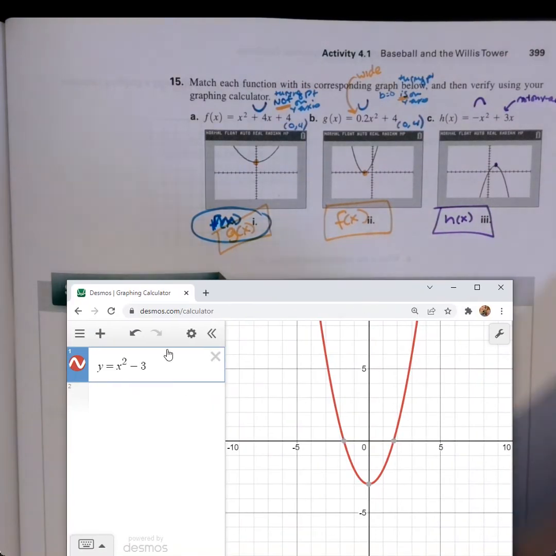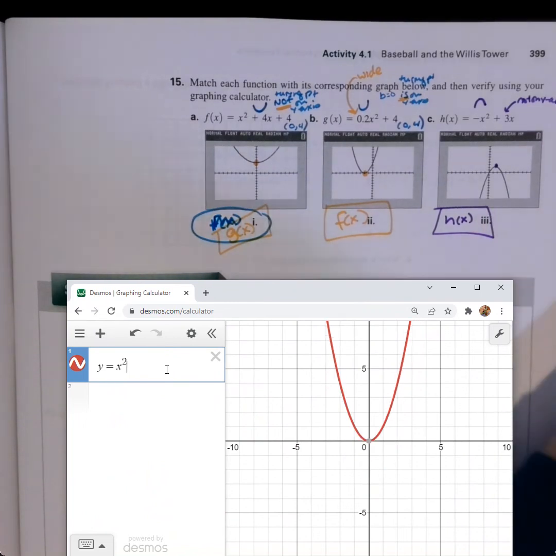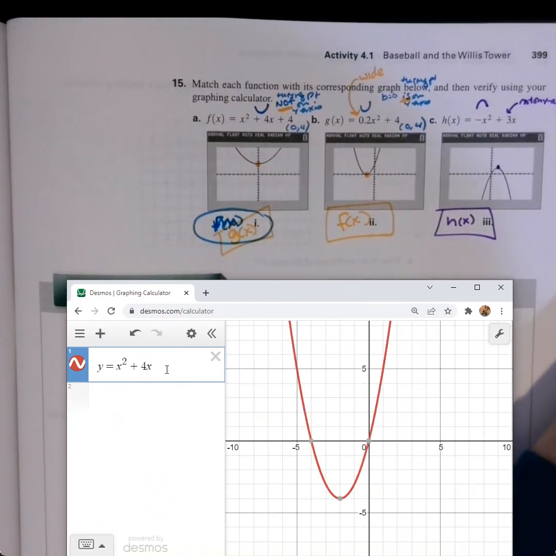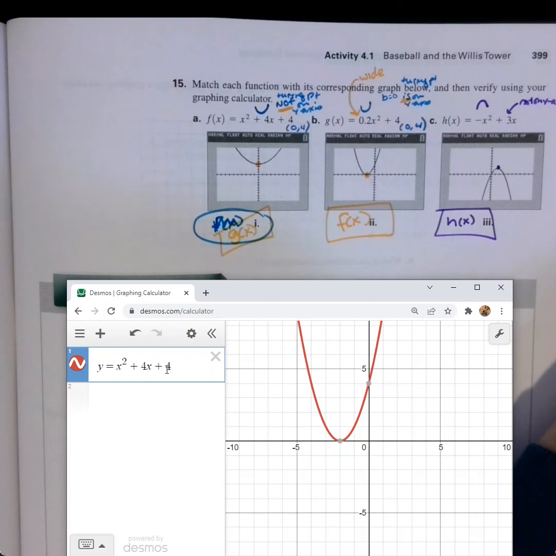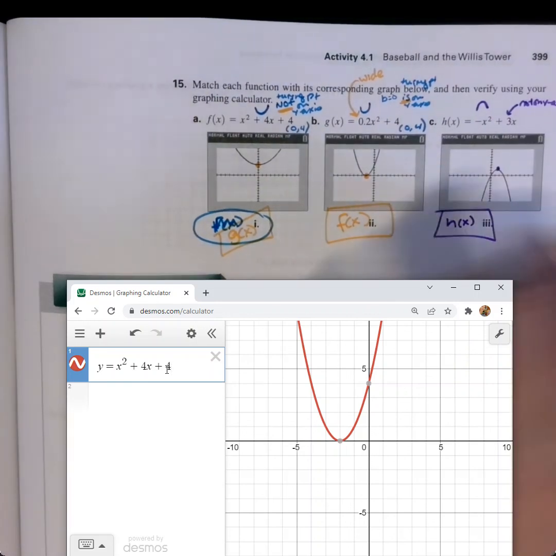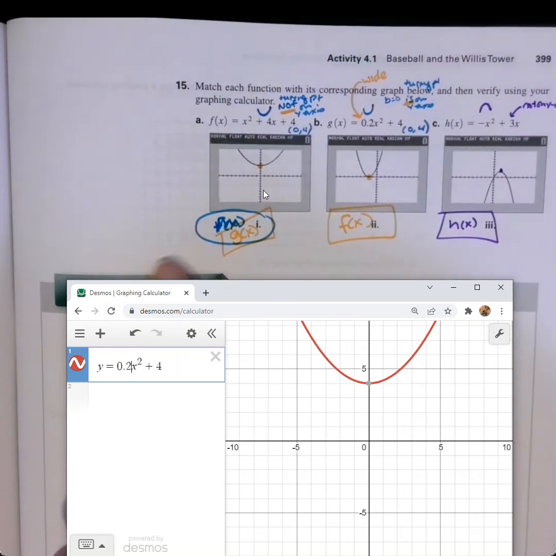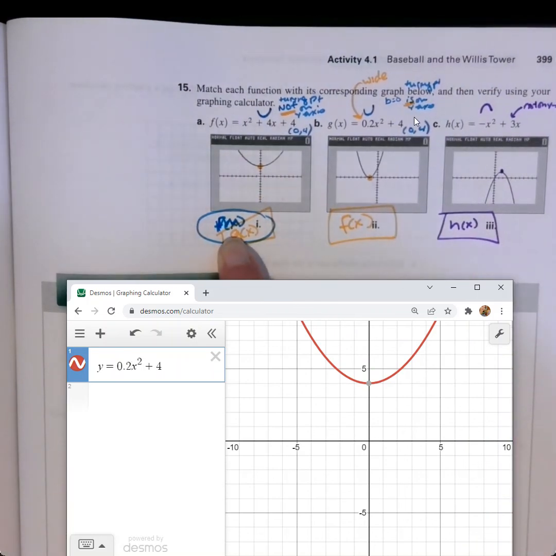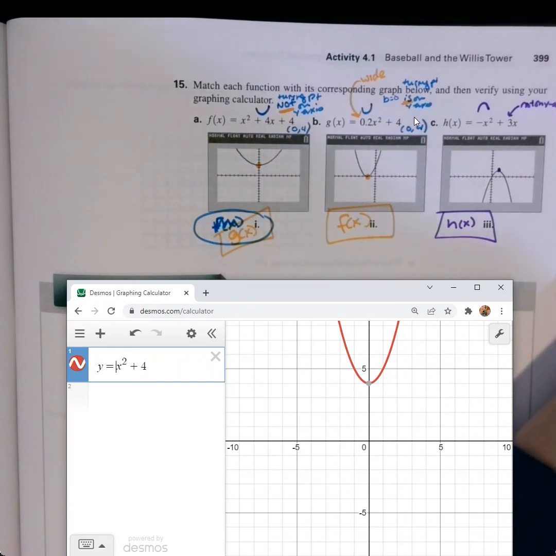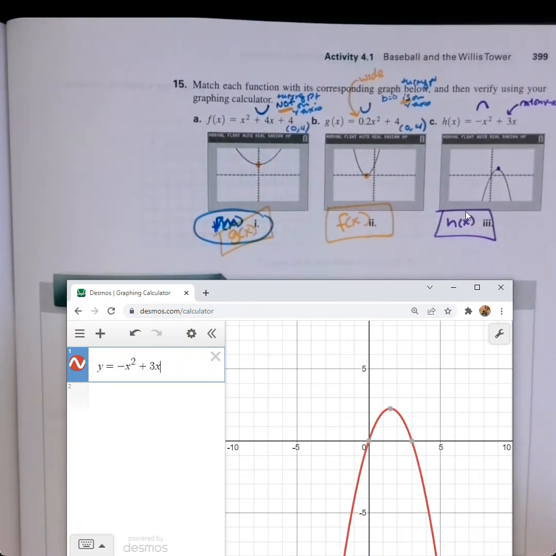So I start with the x squared plus 4x plus 4 matches graph number 2. Looks good. Then I have 0.2 x squared plus 4 matches graph number 1. Good. And then I have negative x squared plus 3x matches graph number 3.